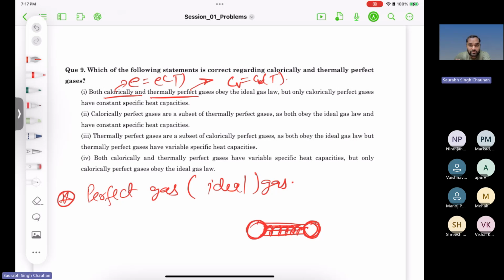Fourth option says both calorically and thermally perfect gases have variable specific heat capacities, but only calorically perfect gases obey the ideal gas law. No, this is not correct. Right? So which option is the correct one? First option is the correct option, right? Perfect gas, ideal gas, this should obey the ideal gas law.